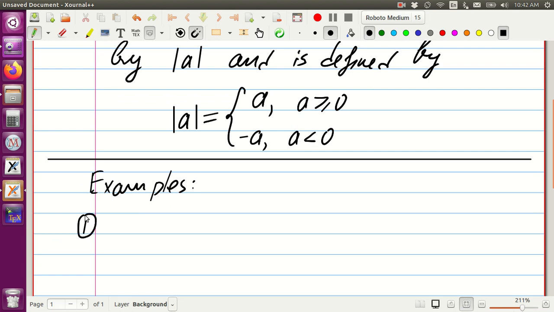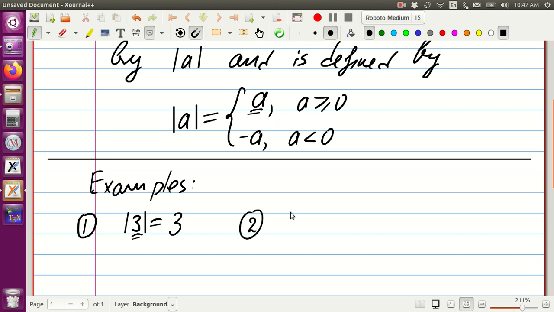The first example we're going to do is we'll calculate an absolute value of 3 by using the definition. So let's look at number 3 inside of the absolute value. This number 3 is greater than 0, so that means we're going to use the top part of the definition. So we're just going to say that it's equal to 3.